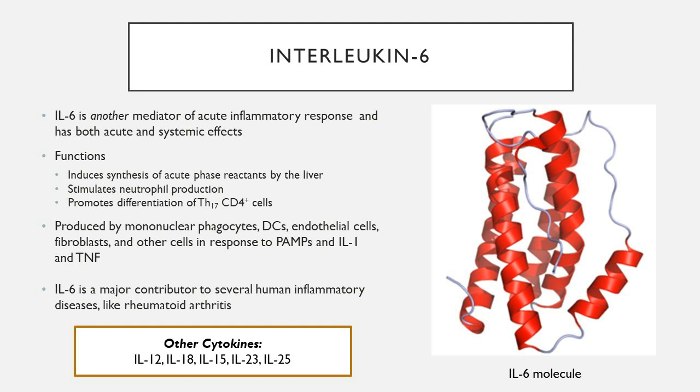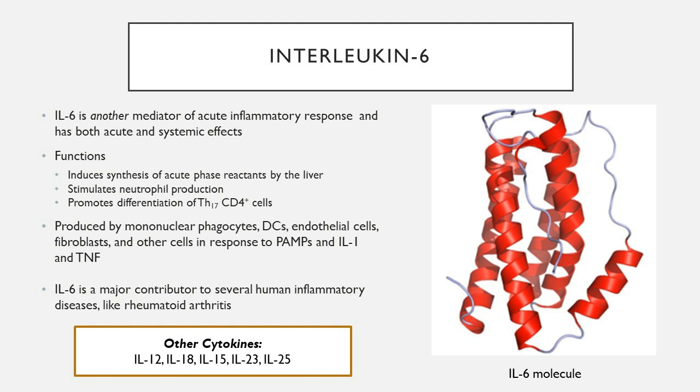They're produced mainly by mononuclear phagocytes, and whenever I say that, I want you to think monocytes, macrophages, and dendritic cells. Endothelial cells, fibroblasts, and then other cells in response to PAMPs and IL-1 and TNF. So this is another example of that cascading effect where the expression of one cytokine feeds into the expression of another cytokine. IL-6 is also a major contributor to inflammation in several human inflammatory diseases, notably rheumatoid arthritis. And because of this, antibodies specific for either IL-6 or the IL-6 receptor are used to treat arthritis.